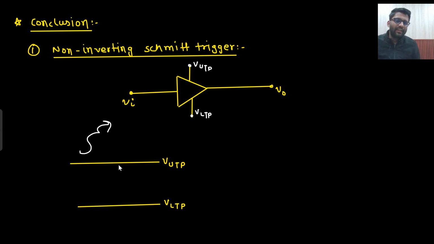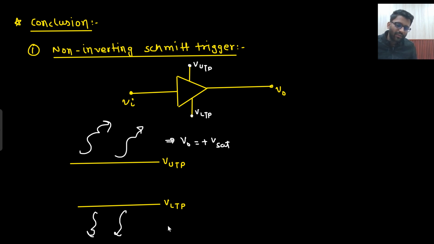So if your input is greater than the upper threshold, then what will be your output? Plus V set. This is for non-inverting. And if it is lesser than that, then what is your output? Output will be minus V set. In between, what will be the scene? In between, the scene will be dead zone.